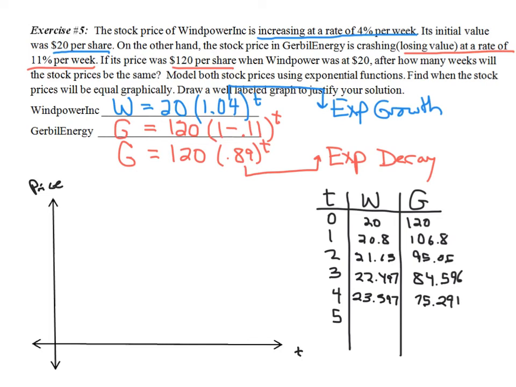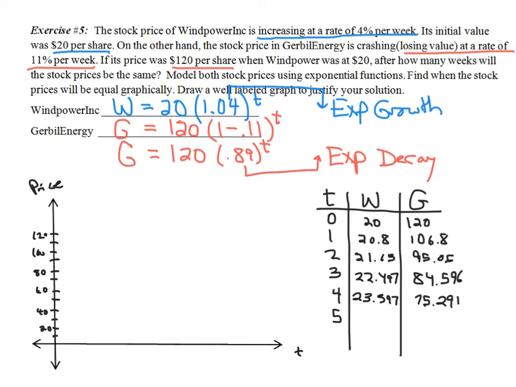So I know that wind power started at 20 but got bigger. Gerbil energy started at 120 and got smaller. So on my price axis, I'm going to count by 20s on the vertical axis, but I have to make sure that I'm getting up to 120 because I have to have that much. Actually, I guess I'm counting by tens for each little increment, but I'm just marking every other one so that I'm up to 120.